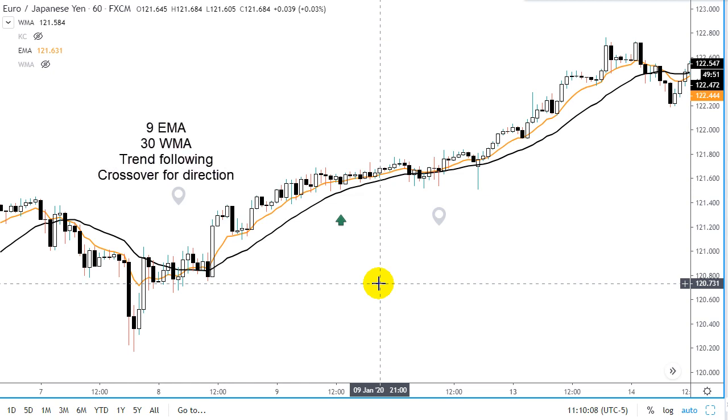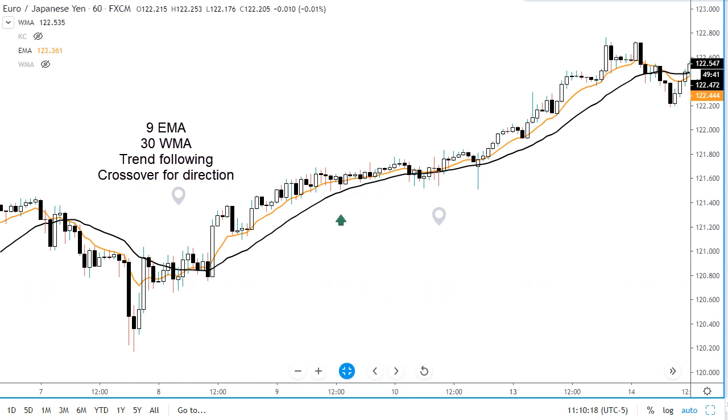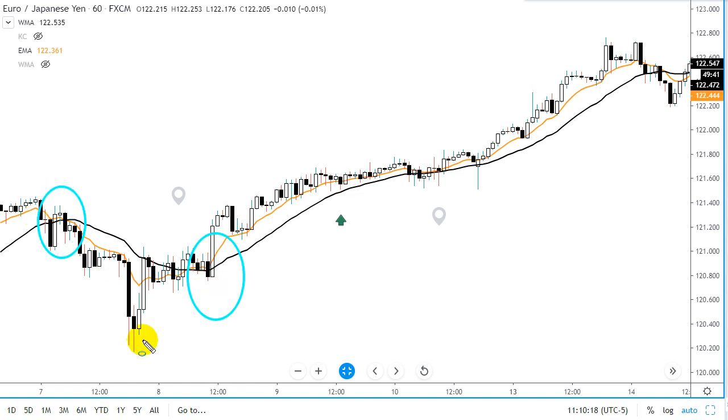The 930 is a trend following strategy. We use the 9 EMA and the 30 WMA, which is the weighted moving average. We use crossovers to determine the trend direction. As you can see here, uptrend, downtrend. Only looking for shorts, only looking for longs.